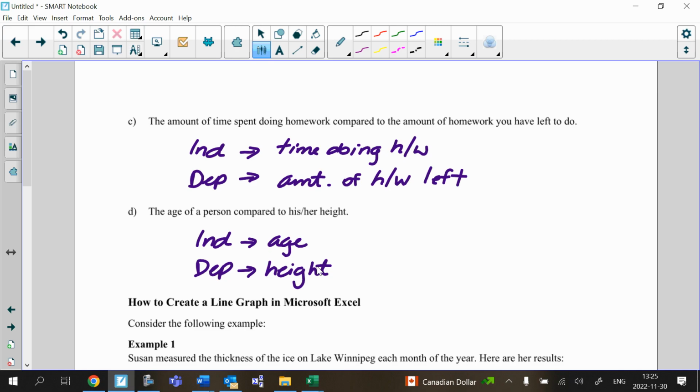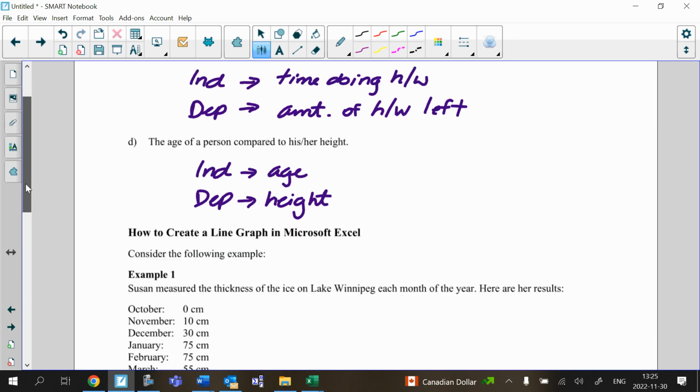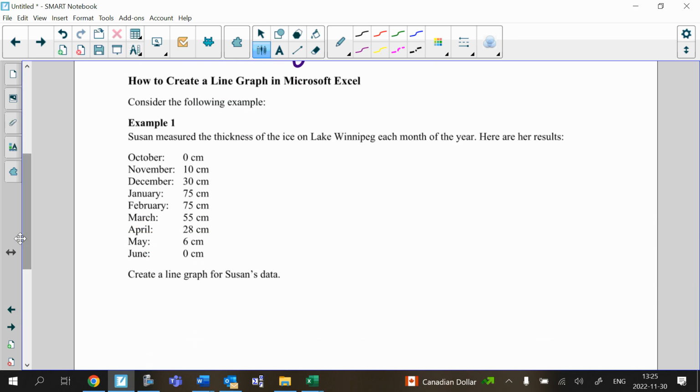Okay, so that's something that we've got to be familiar with when we do line graphs, is knowing which ones are independent and dependent variables, and then setting them up on the line graph. Independent always goes on the horizontal, dependent goes on the vertical. So creating a line graph with Excel. Okay.